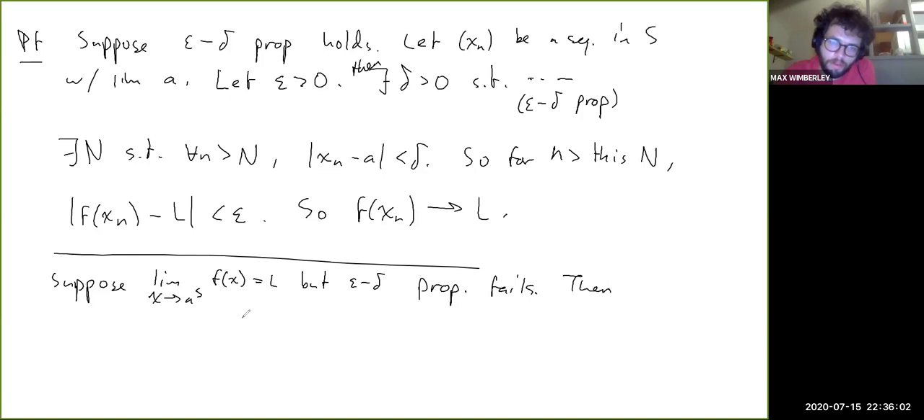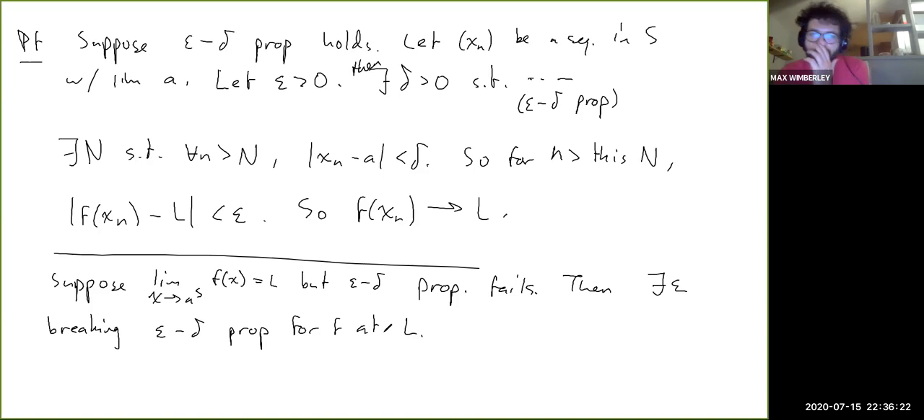Then there exists an epsilon which breaks the epsilon-delta property for f at A, the property that we are assuming is failing.